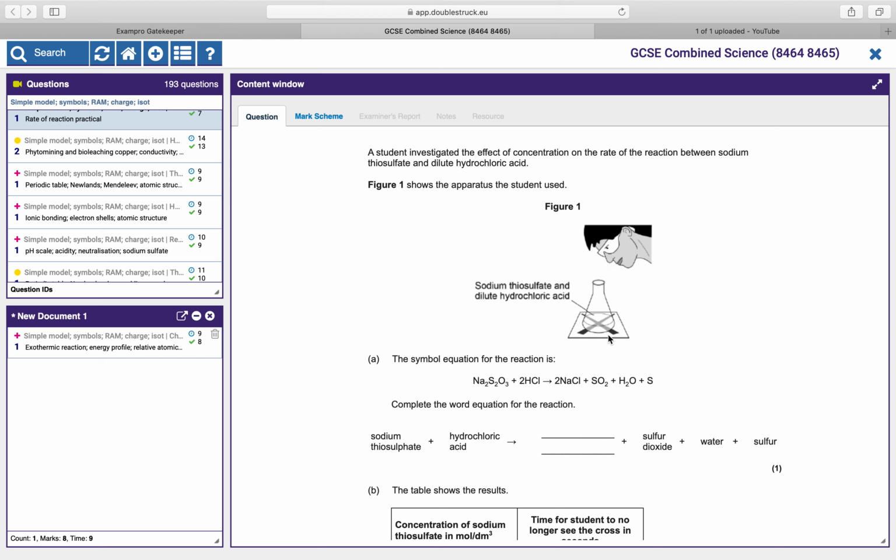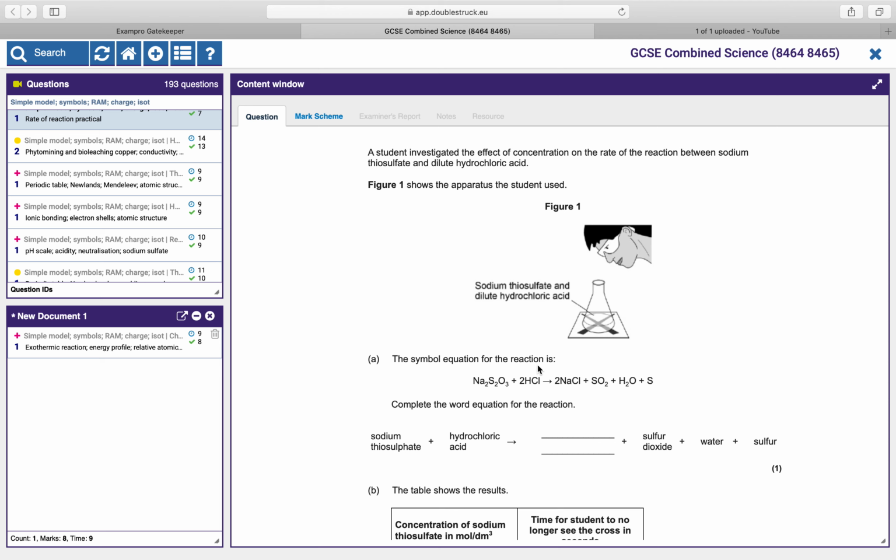Okay, and it will become so cloudy that you'll no longer be able to see the X. As soon as you can't see the X, that's when you press the stop button, and you would log the time, and you can change it for various concentrations and temperatures and things like that. Anyway, so complete the word equation for the reaction.